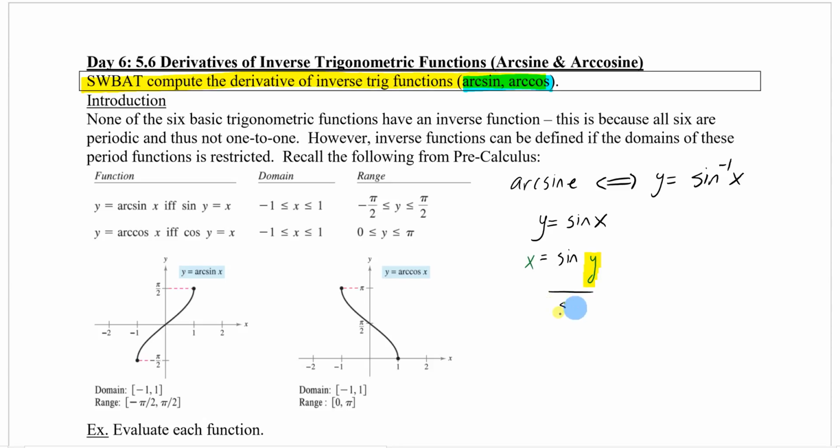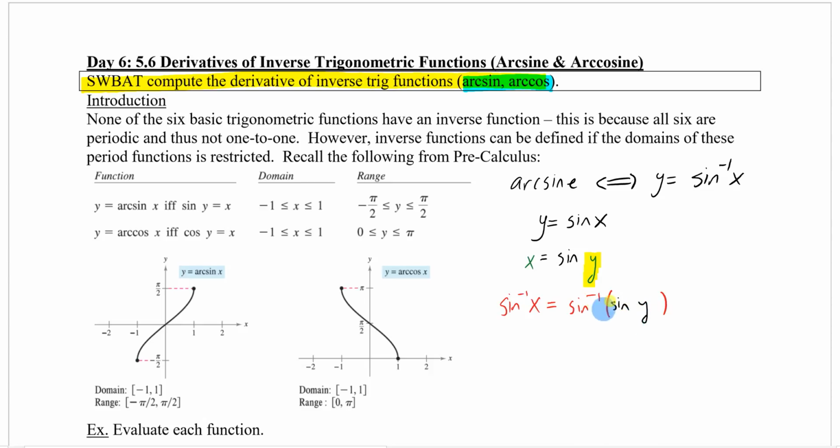You can't divide by sine on both sides. You don't do that because sine is together with some angle. So the only way to get rid of this sine would be taking the inverse sine of both sides. So let me show you what that looks like. Taking the inverse sine of sine.